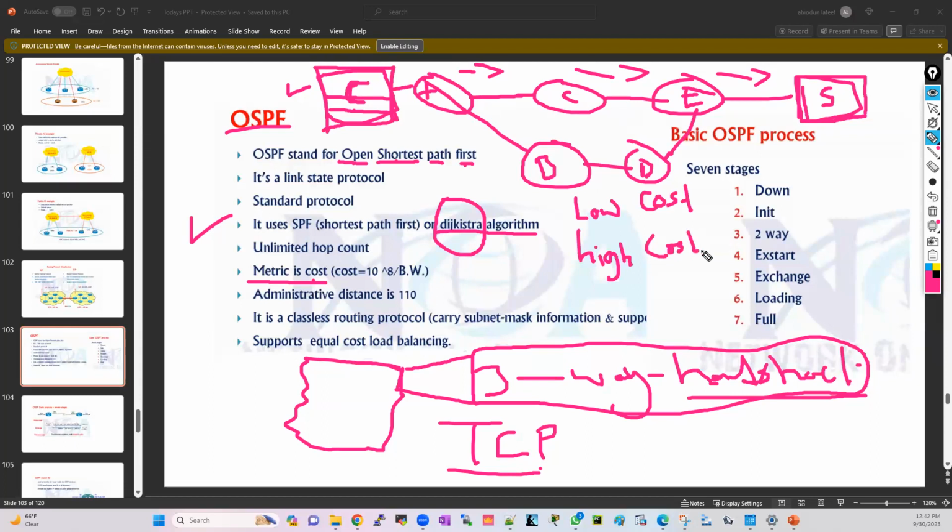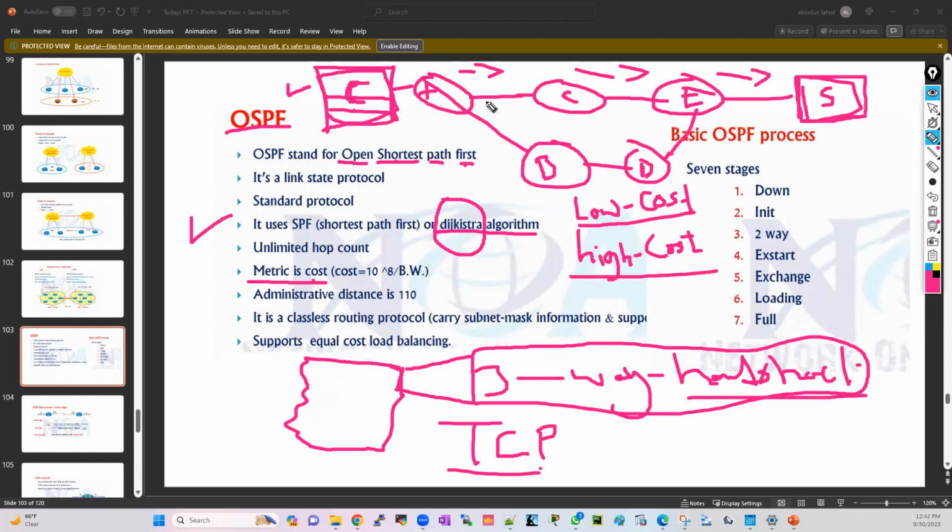And then we should not forget that the cost is what? It's metrics. You use metrics of cost. And then in EIGRP, when we talk about it, you use the words delay, bandwidth, reliability, MTU, and some other factors. But OSPF uses what? Cost. So what determines a low cost and high cost?